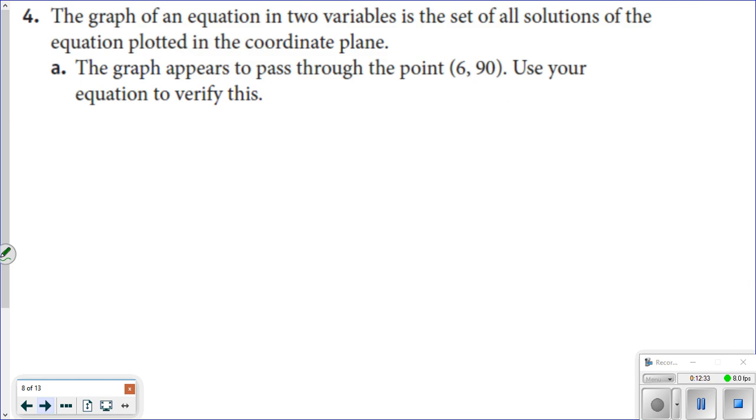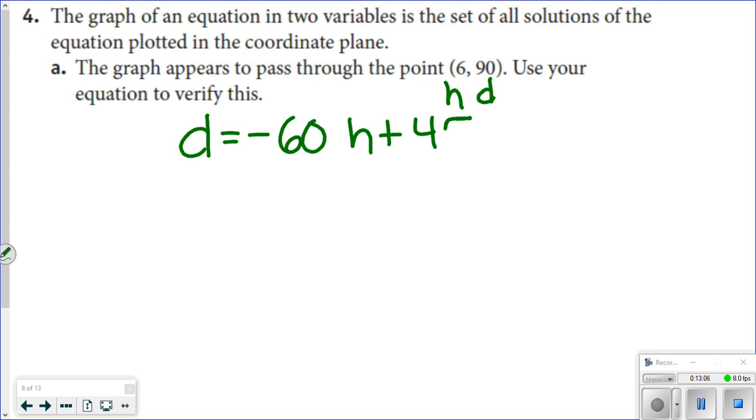The graph of an equation in two variables is the set of all solutions of the equation plotted in a coordinate plane. The graph appears to pass through the point (6, 90). 6 is h, hours. 90 is d, distance, or miles. We're going to use the equation to verify that this is true. What equation? The one that we just wrote above in question 3. So d equals negative 60 h plus 450.